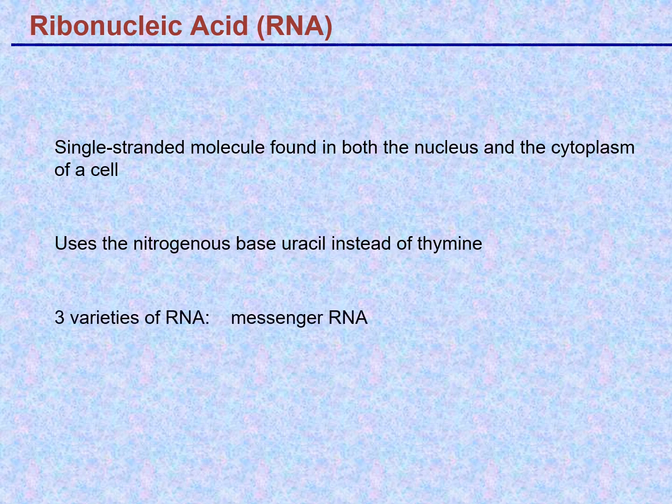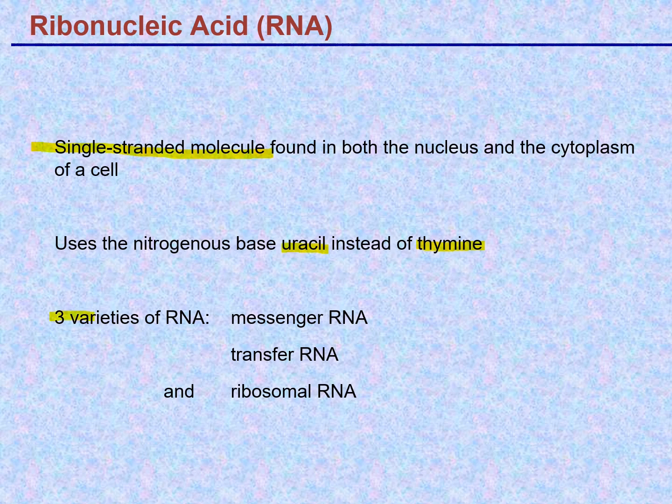RNA is different from DNA. It's a single-stranded molecule. It is found both in the nucleus and in the cytoplasm of cells. And as I said before, it doesn't contain thymine, T, it contains uracil, and you get pairing of uracil with adenine, so it's AU rather than AT.